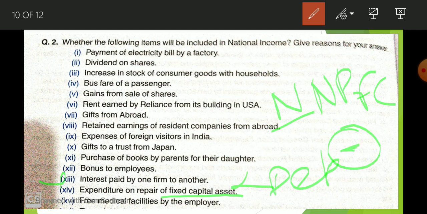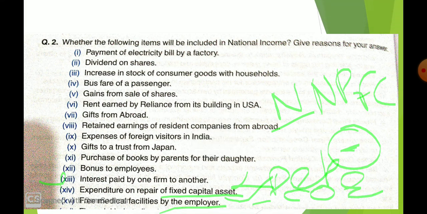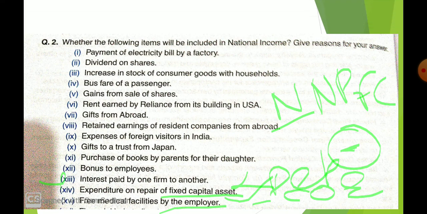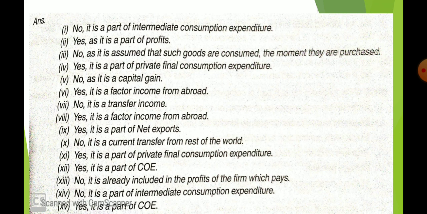Last one is free medical facility by employer. Yes, it is included. Again, why? Because it is part of compensation of employees. Okay student, so I think if you practice in this way, you are able to understand the concept in a more proper way. The answer is given here.